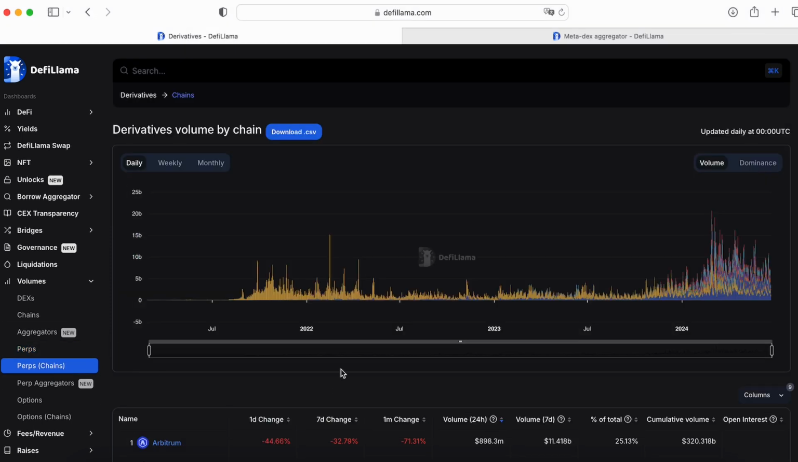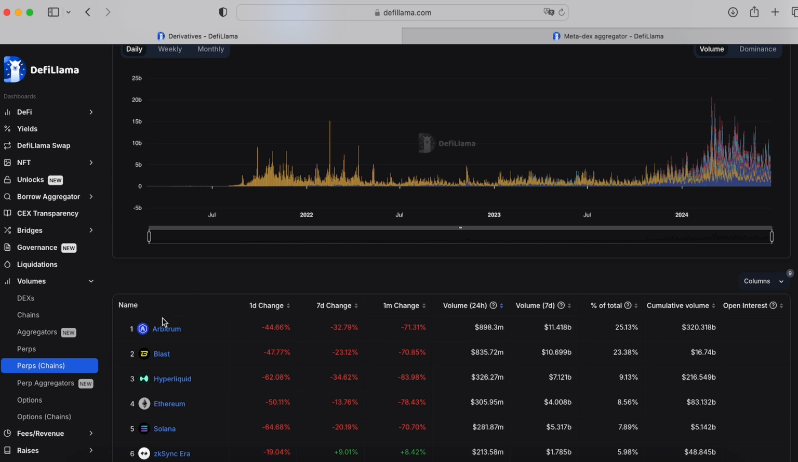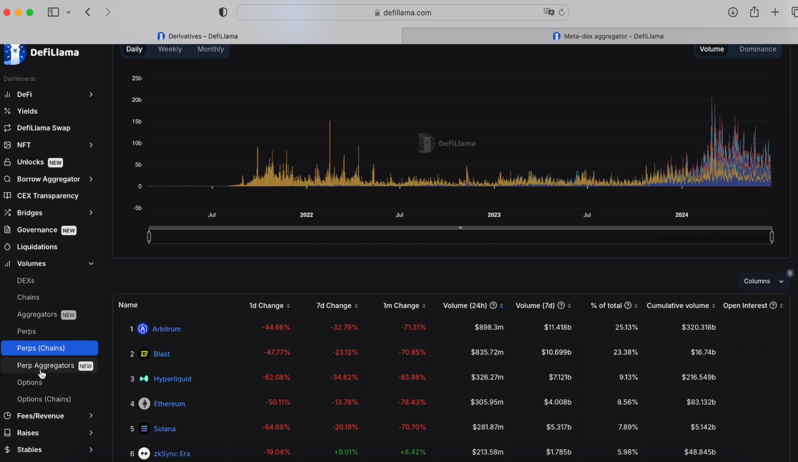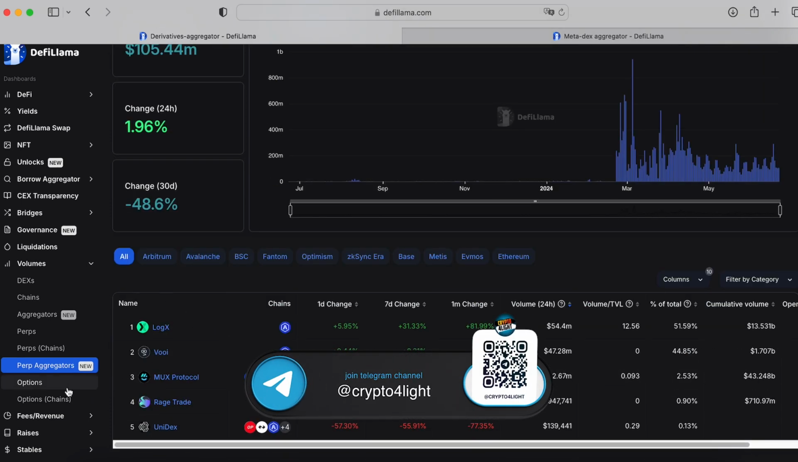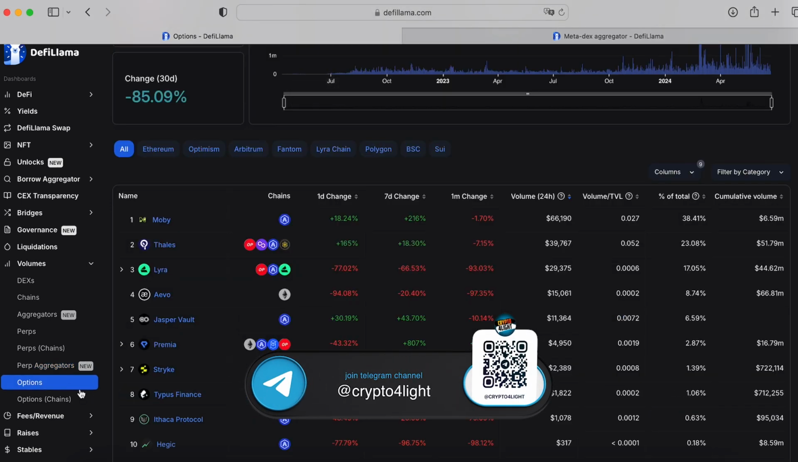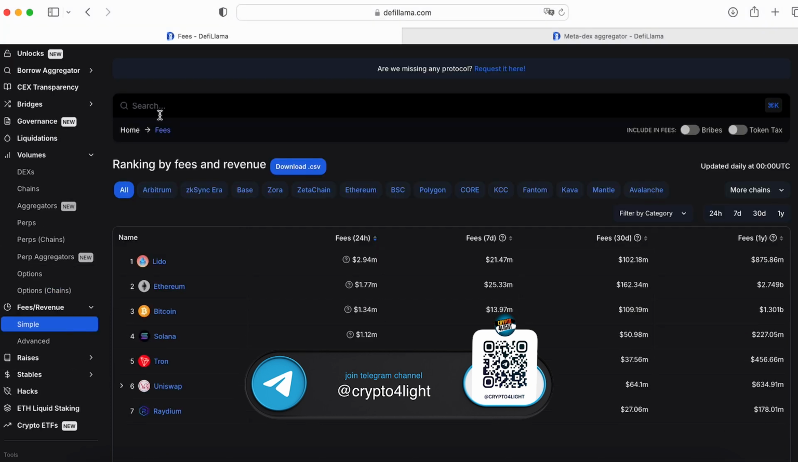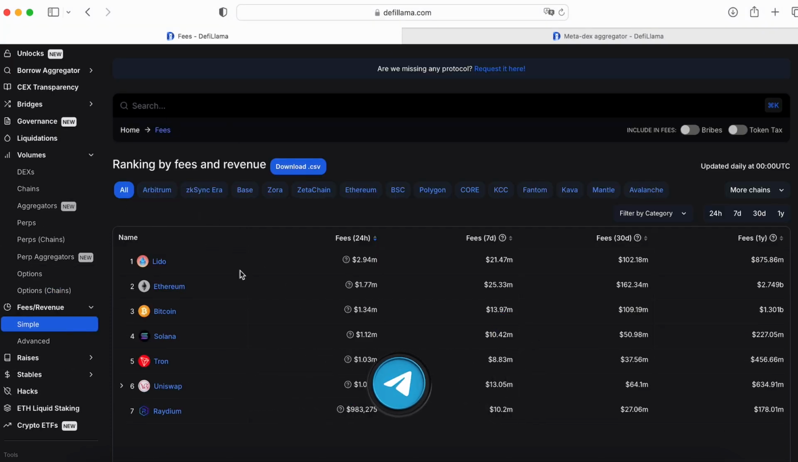Next one is the perps by chains. As you can see on perps, most of the people use Arbitrum. Next one is a perp aggregator. And this one, options and options by chains. Next one, you can track the fees and revenue raises.